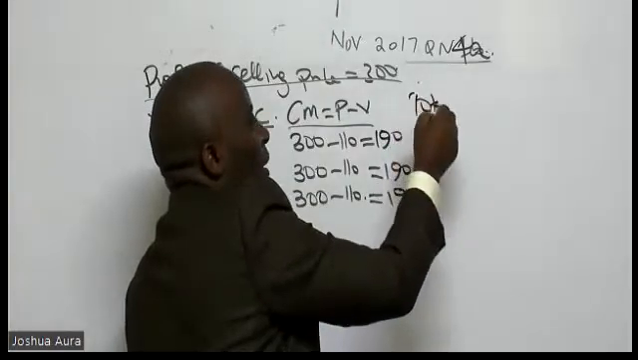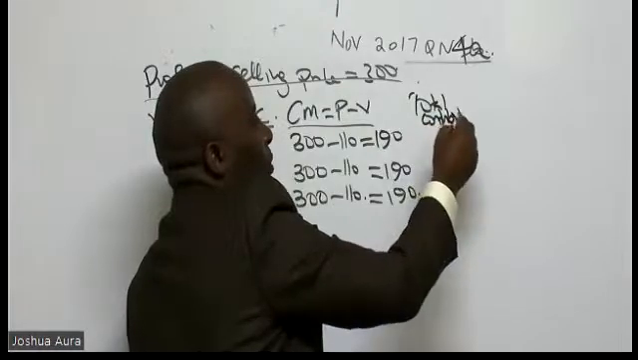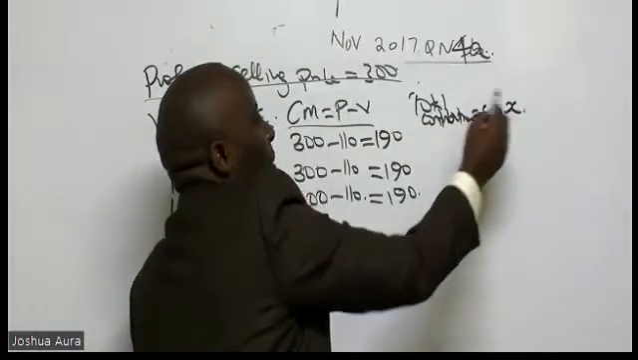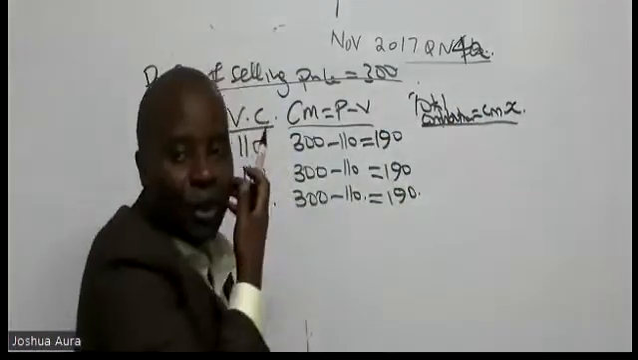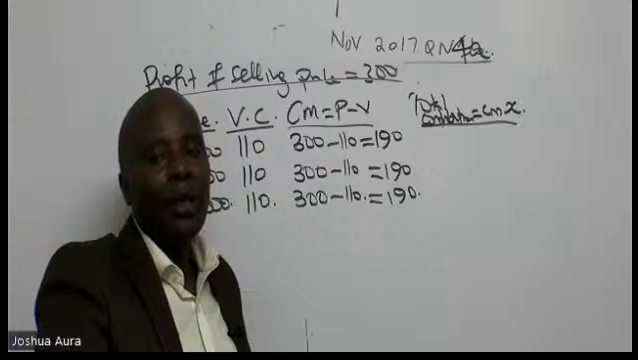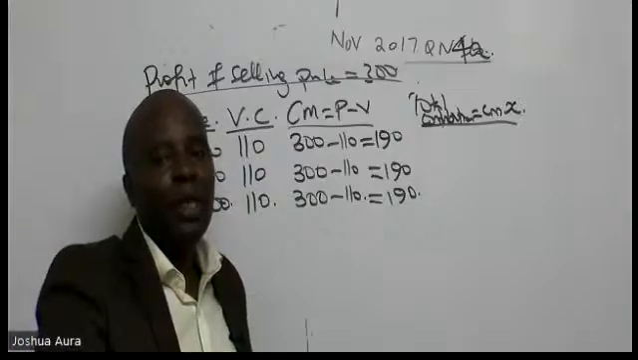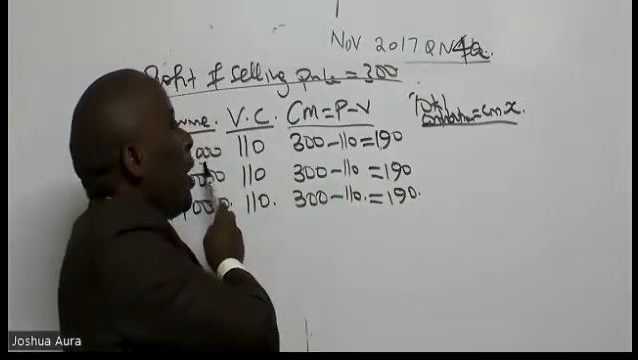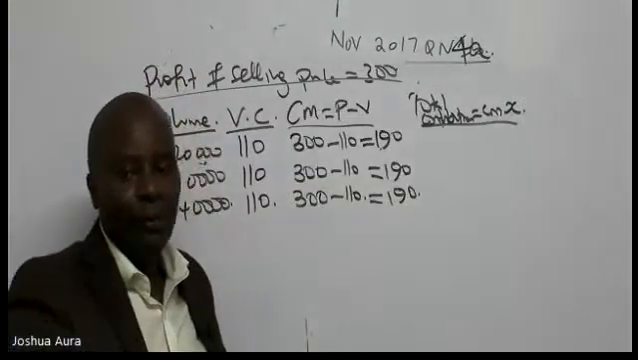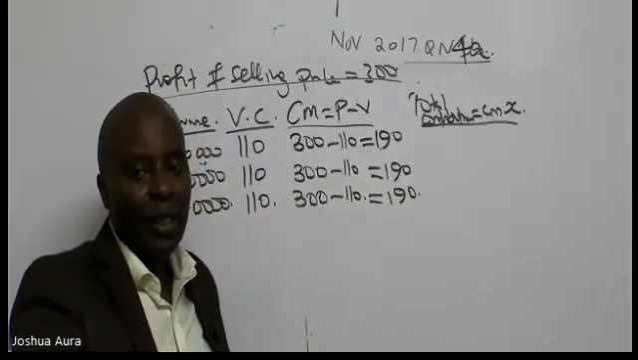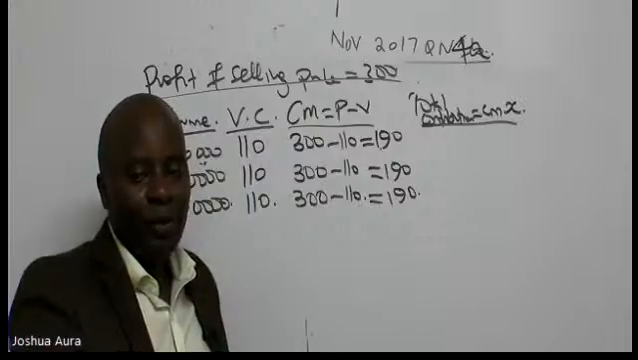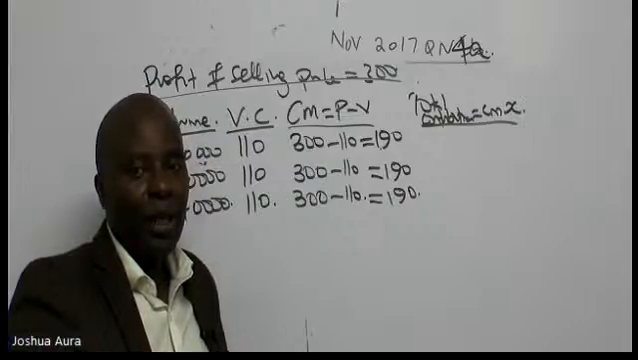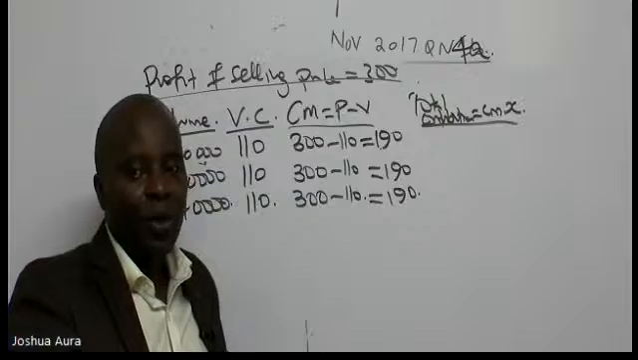So please come here and give me the total contribution. Remember that total contribution is CMX. It is contribution per unit times the number of units. So here, I know it will be 190 times 120,000. You can decide to put your figures in shillings, millions, or thousands, depending on which looks beautiful. So could you kindly give me this figure?